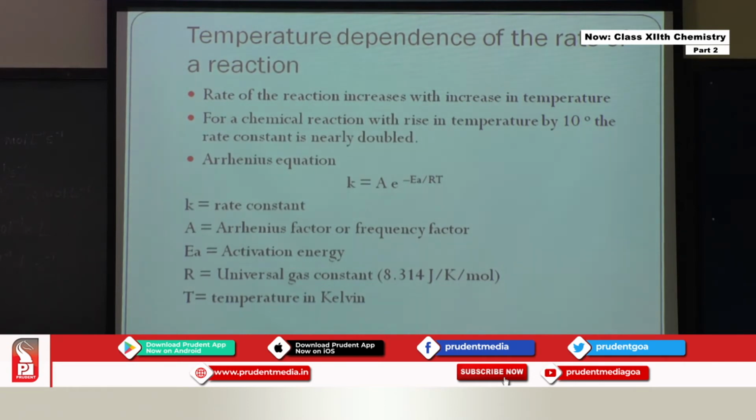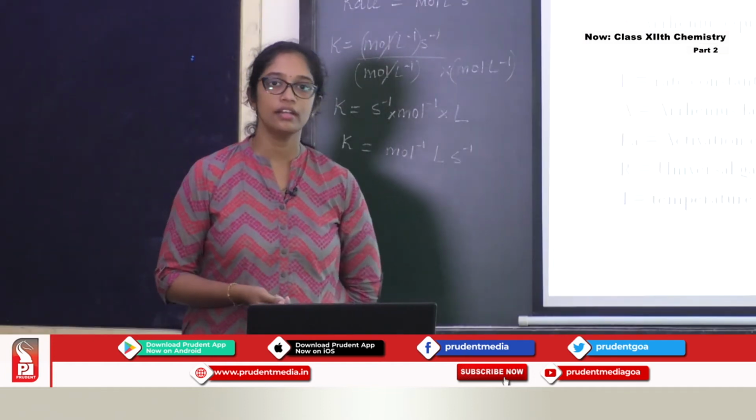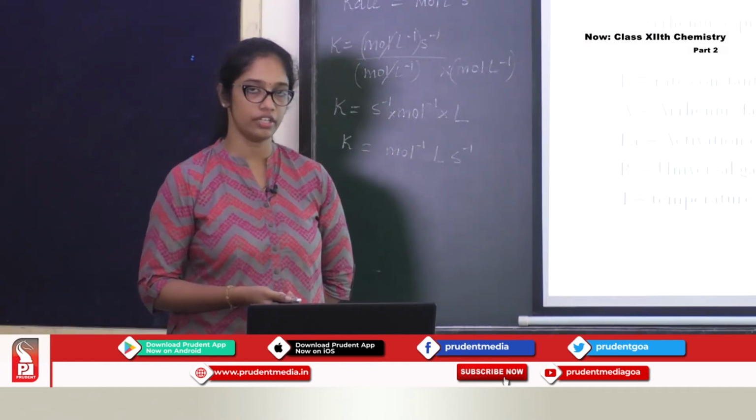R we have already studied in standard 11 is also known as universal gas constant, which has a value of 8.314 joule per Kelvin per mole. Now here what is new to us is EA, the activation energy. We have to understand what is the meaning of activation energy.